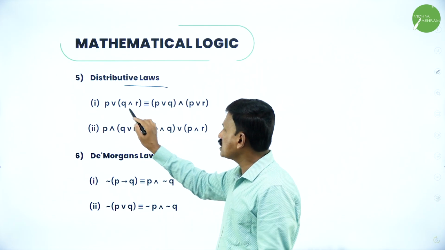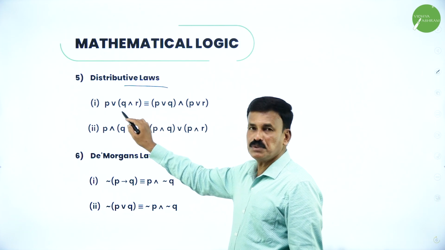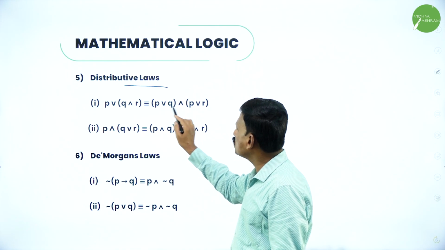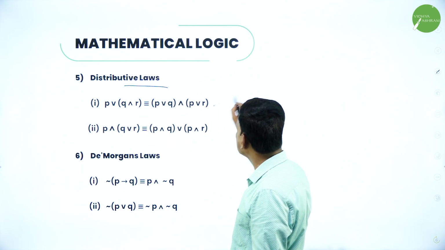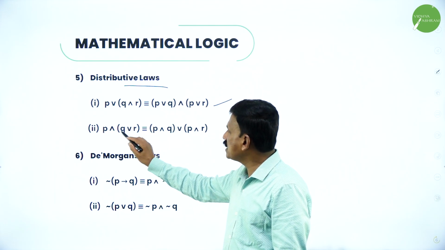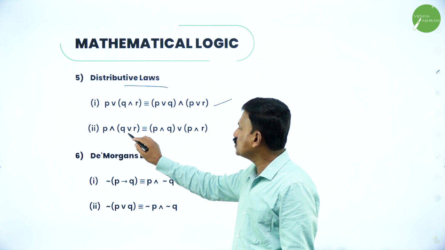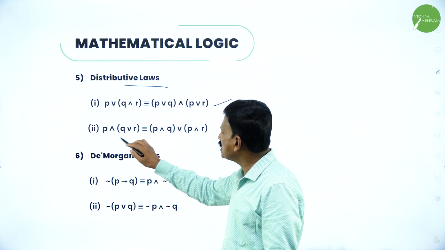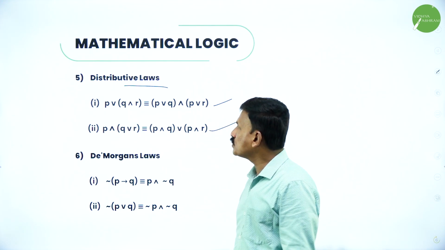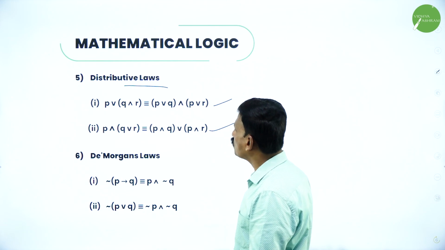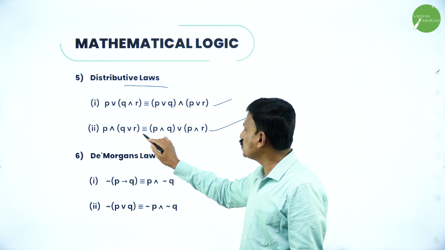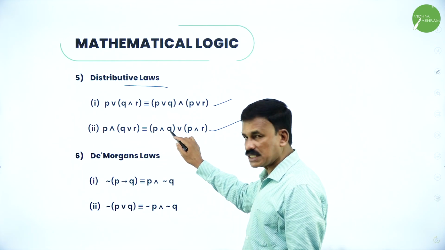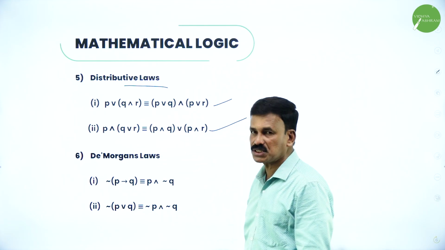So, in distributive laws, we have conjunction and disjunction. P disjunction (Q conjunction R) is equal to (P disjunction Q) conjunction (P disjunction R). Similarly, in case of conjunction, P conjunction (Q disjunction R) is logically equivalent to (P conjunction Q) disjunction (P conjunction R). So, these are called distributive laws. Very important.